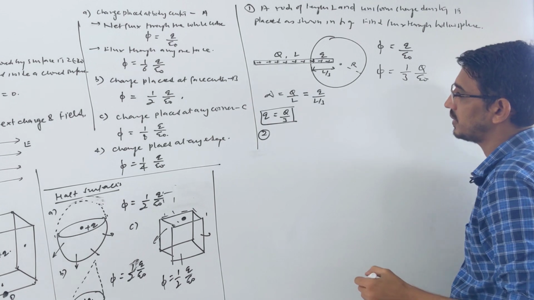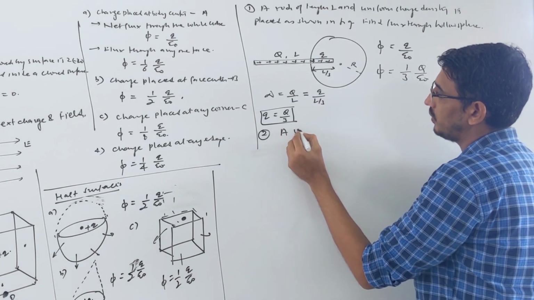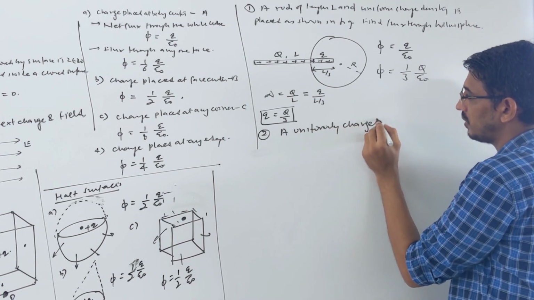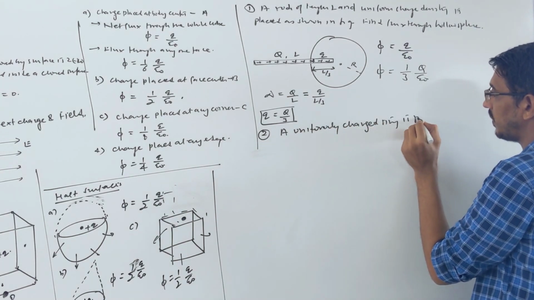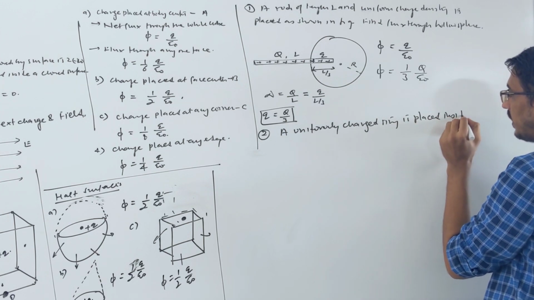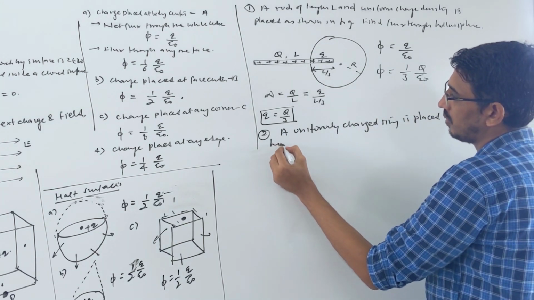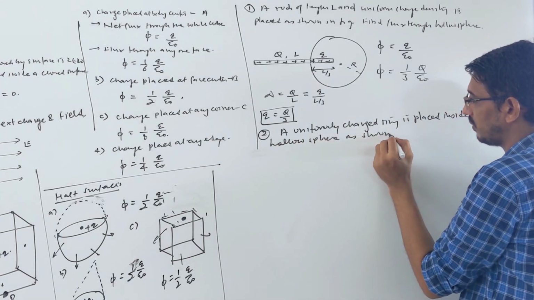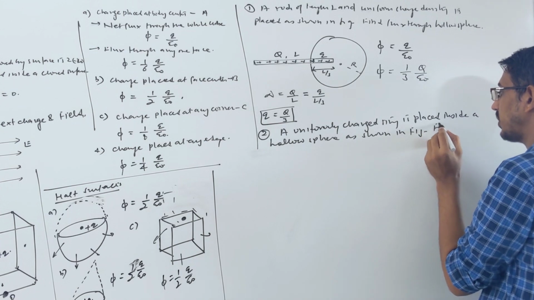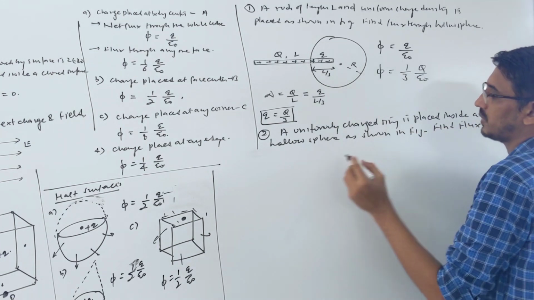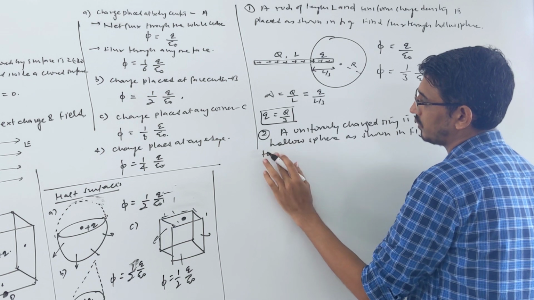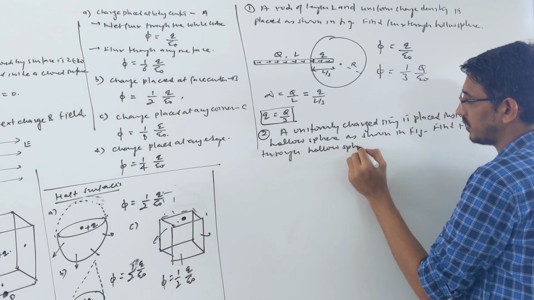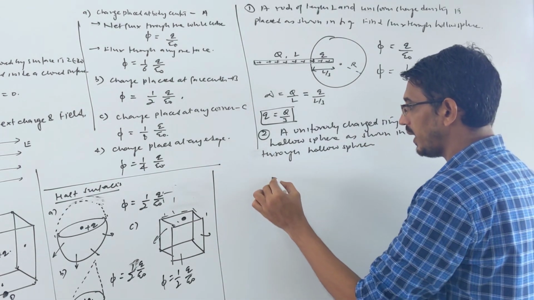A ring question was asked. I am writing a few words: a uniformly charged ring is placed inside a hollow sphere as shown in the figure. Same question, find flux through the hollow sphere or shell.